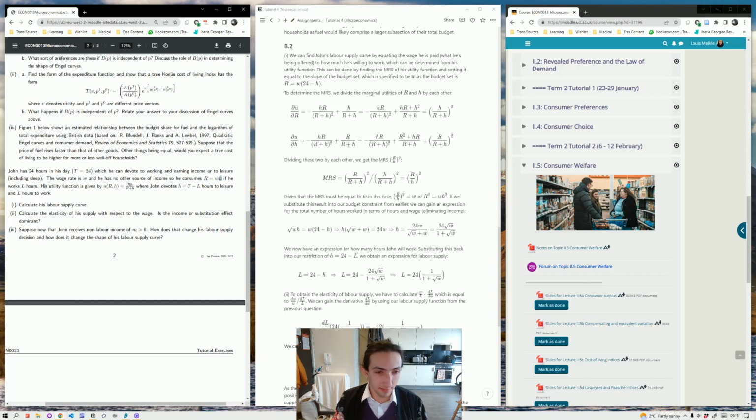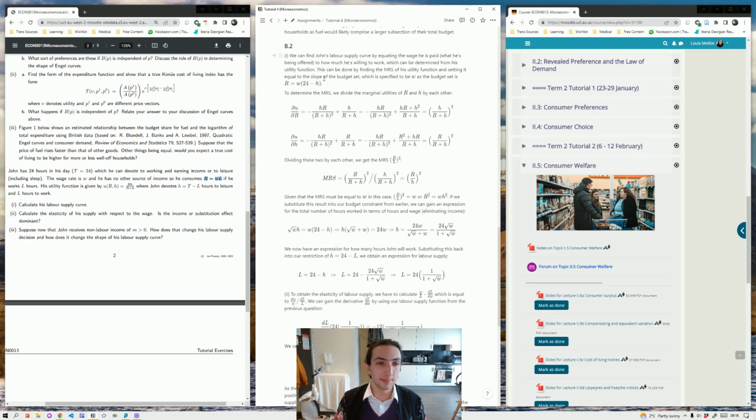We can insert in place of L here 24 minus hours in this case, because L is going to be equal to T minus H. So we insert this into here, and we get our budget constraint, which is R. I'm not entirely sure what R. Let's just say it's R for now. R is equal to W times 24 minus H. That's our budget set. If you want to think of it like that, that's how much we can actually get, depending on how many hours of leisure we have, how many hours we work, regardless.